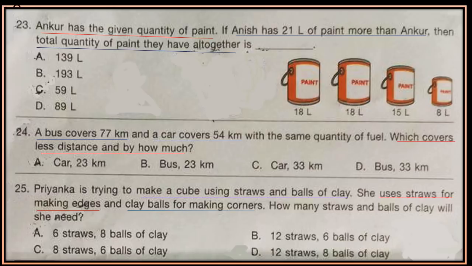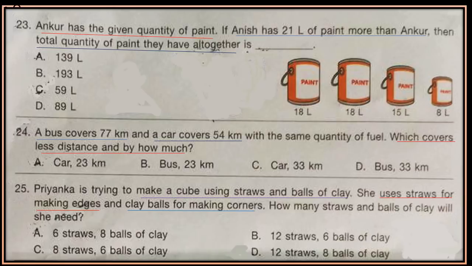Question 24. A bus covers 77 km. A car covers 54 km with the same quantity of fuel. Which covers less distance and by how much? So bus covers 77 km, car covers 54 km with same quantity of fuel. So which covers less distance and by how much?